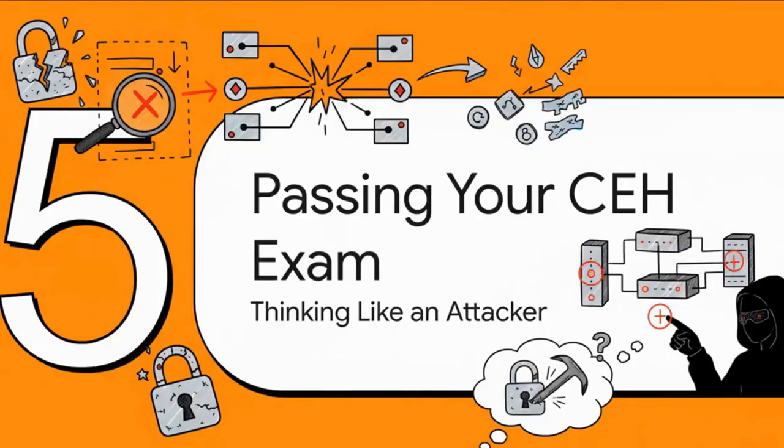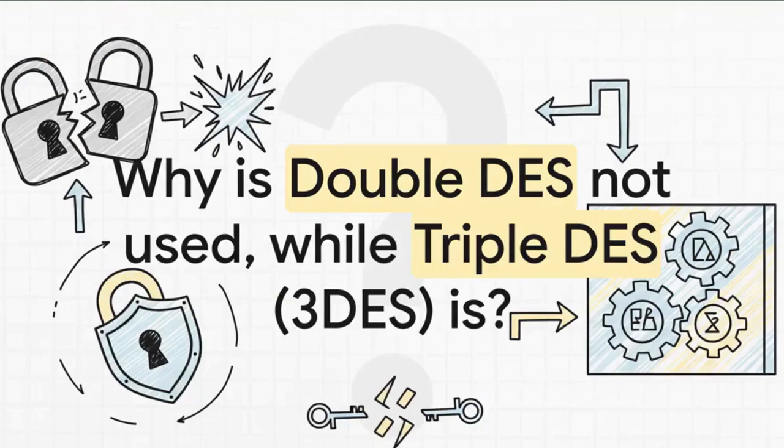It's brilliant. Look, to pass the CEH, it's not enough to just memorize definitions. You've got to think like a hacker. You have to understand how these systems can be attacked, where their weak points are. Here's a perfect example of a CEH-style question. It seems pretty logical, right? Encrypting something twice has to be better than once. So why is double DES totally insecure, but 3DES was the standard for years?